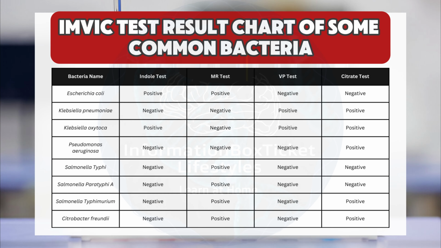Escherichia coli: positive indole, positive methyl red, negative Voges-Proskauer, negative citrate. Klebsiella pneumoniae: negative indole, negative methyl red, positive Voges-Proskauer, positive citrate. Klebsiella oxytoca: positive indole, negative methyl red, positive Voges-Proskauer, positive citrate.